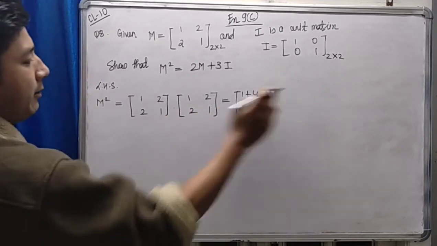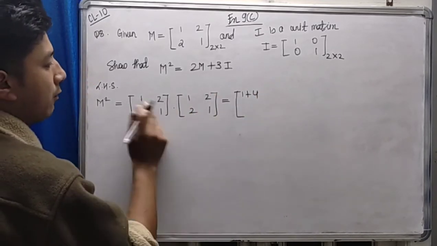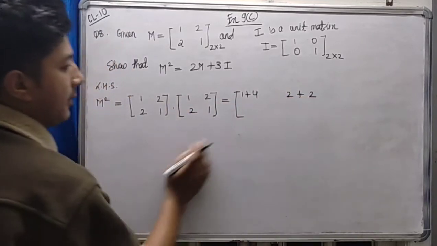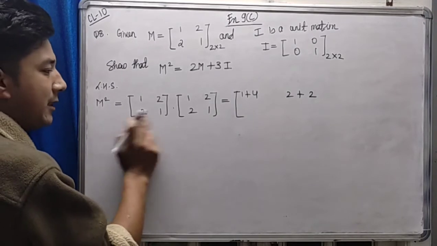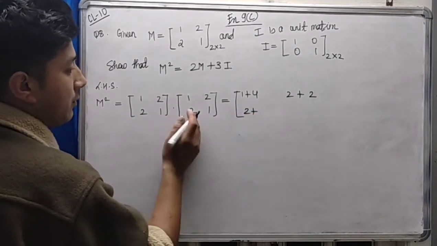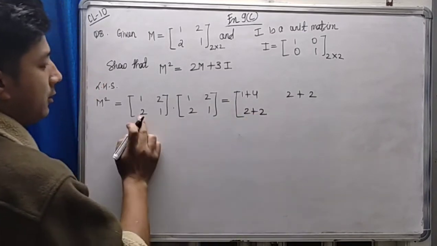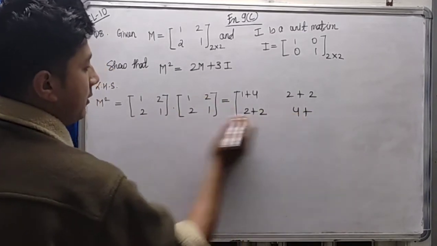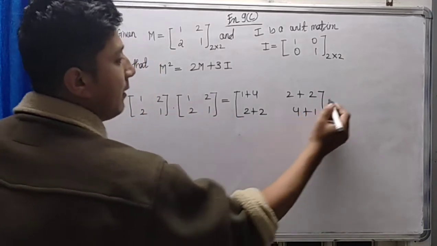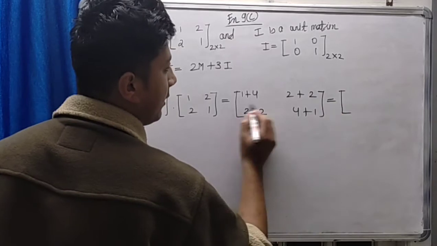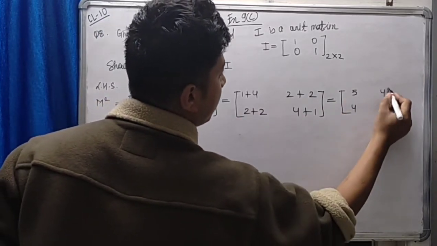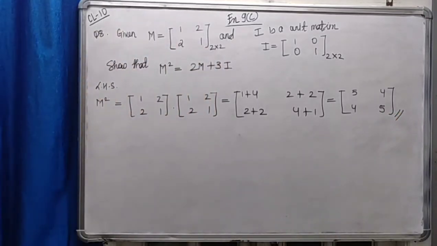Let's go to the second element now. With this column, 1 2s are 2 plus 2 1s are 2. Now the third one, multiply the second row with the first column. 1 2s are 2 plus 2 1s are 2. The last one, 2 2s are 4 plus 1 1s are 1. So hence this matrix is going to be M square, that is 5 4 4 5. So this is your left hand side, M square.